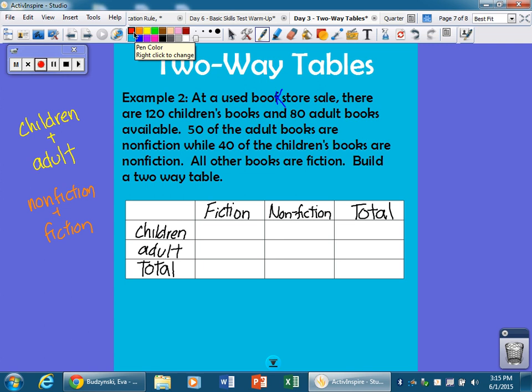Now we reread the problem again. 120 children's books are available. So 120 children's books. Do I know if they're fiction or nonfiction? No. But I know that the total of children's books, children total, is 120. The next one, 80 adult books available. So that means 80 total adult books. So adult total 80.